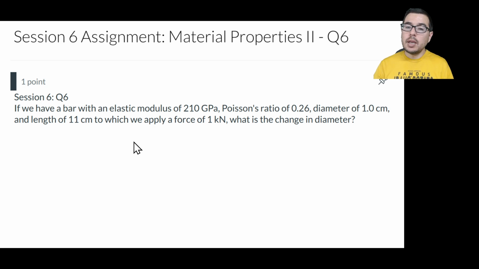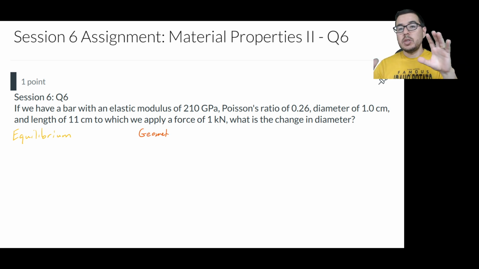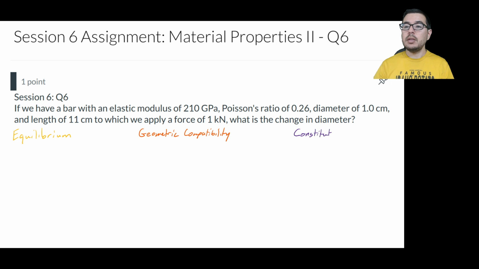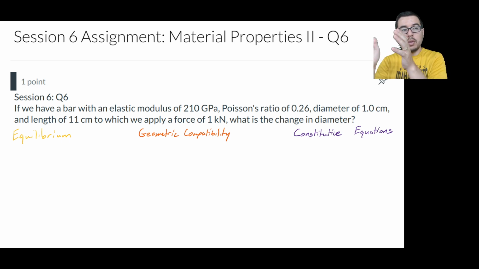For this example, we're going to use the methodology suggested by Crandall, Dahl, and Lardner. Namely, we're going to break our problem into aspects of equilibrium, geometric compatibility, and constitutive equations. Sometimes it's a bit of a stretch to decide which column certain aspects of what we're trying to solve belong in, and sometimes it's not the fastest way to break it down, but we have a framework that might help us if we get stuck.